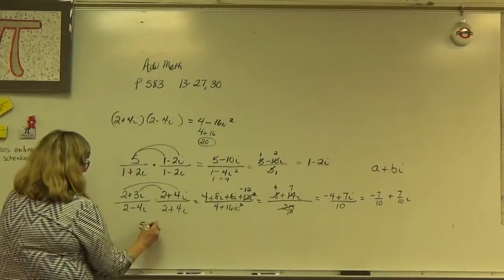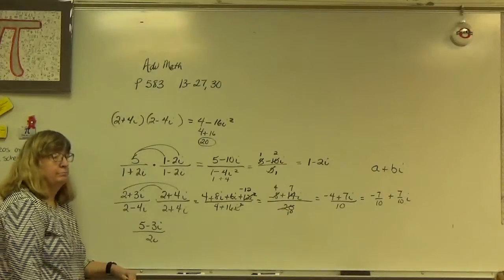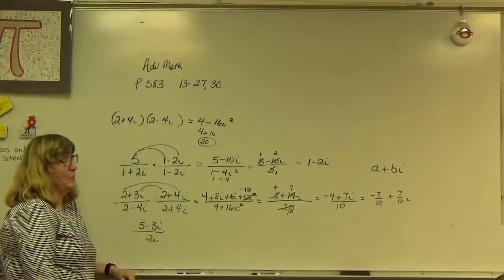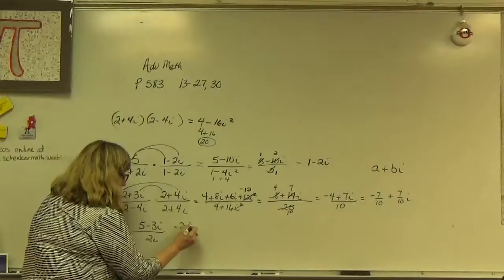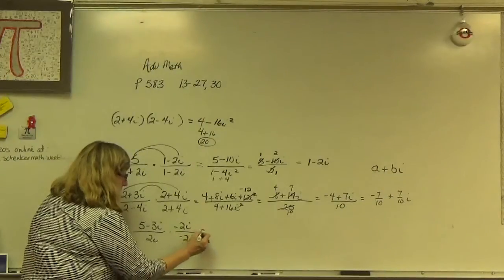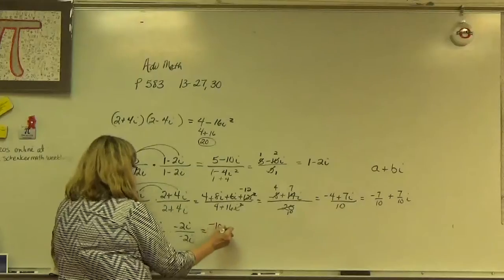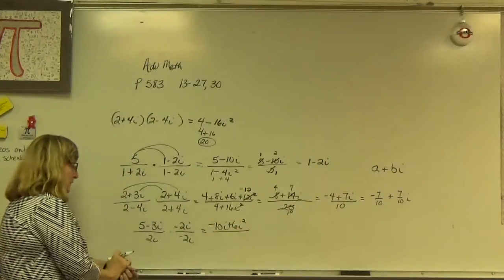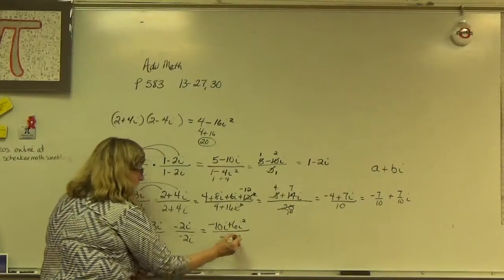Okay. 5 minus 3i over 2i. I'm going to try one more. Davis, what would you multiply by? The conjugate? Multiply both of them by negative 2i. Good. I would get negative 10i plus 6i squared all over negative 4i squared.